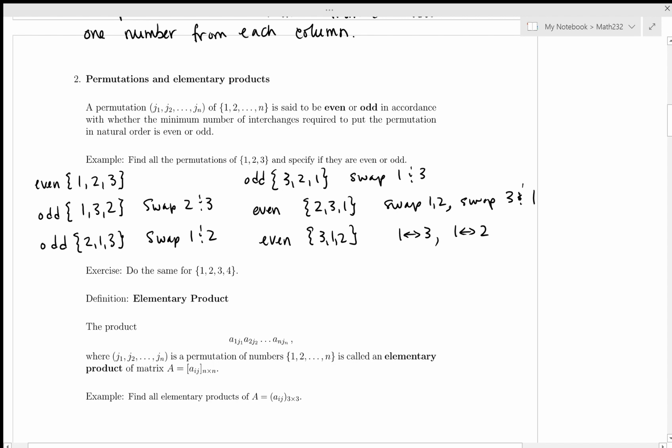That's an even permutation. So a few things to notice right off the top from this example, which is true in general. That is the number of permutations. I've got them all here. There's 6 of them. The number of permutations is 6, which is 3 factorial. If I had n numbers, it would be n factorial. And you'll notice that half of the permutations are even and half are odd.